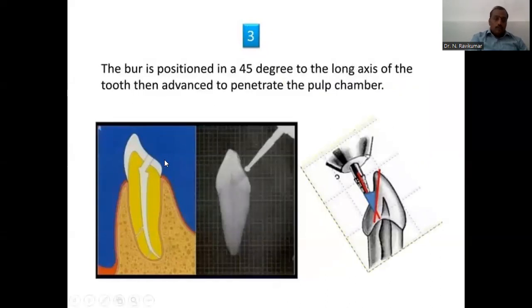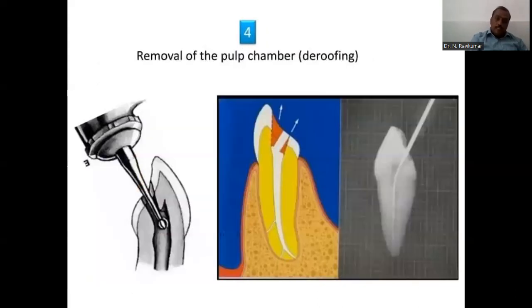So this is how we have to do the access cavity: perpendicular to the long axis of the tooth, then parallel to the long axis of the tooth. This is the radiographic feature of it. Two handpieces we are using. This is the aerotor, a high speed handpiece. Once you enter the pulp chamber, you have to go for a contra angle handpiece. Remove the shoulder portion and the overhanging enamel in this area. This is the area we should remove with the slow speed handpiece.